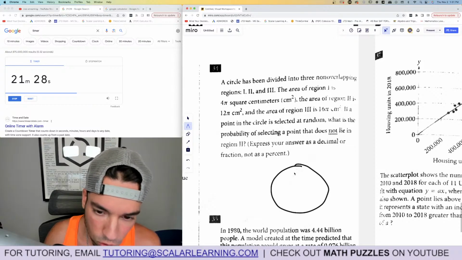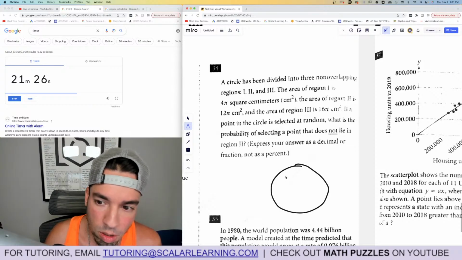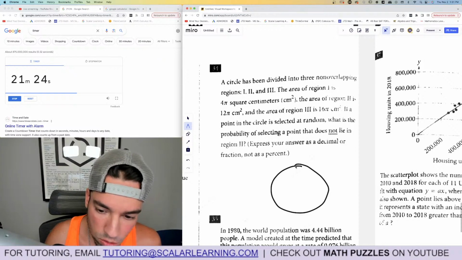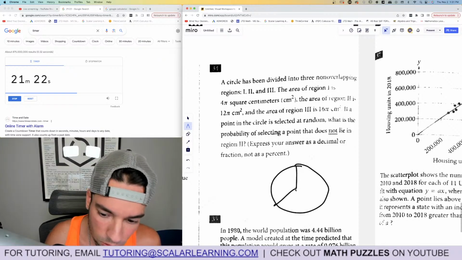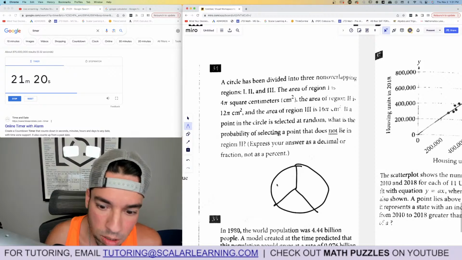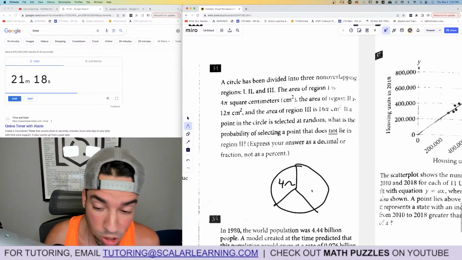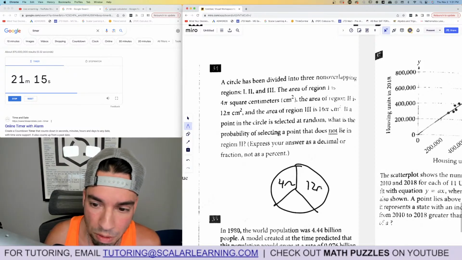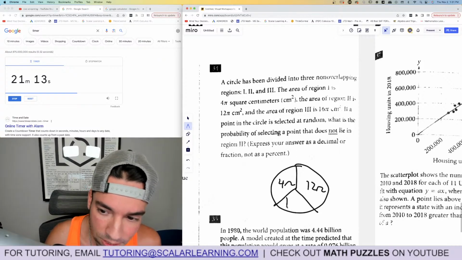Okay, let's draw a circle, and let's say we've got one region. I don't know how to do this, so maybe make like a little pie chart. Okay, and then it says region 1 is 4 pi. I've never seen a question like this. This is interesting. Region 2 is 12 pi, and region 3 is 16 pi.